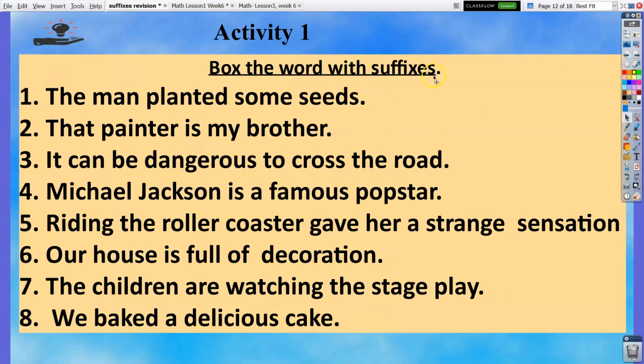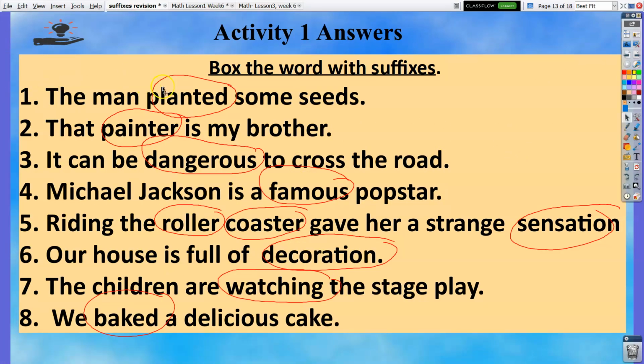Now, box the word with suffixes in these sentences. Pause the video and do the activity. Now time is up. Here are the answers. For number 1, we have planted. Number 2, painter. Number 3, dangerous. 4, famous. 5, roller from the root word roll, coaster from the root word coast, and sensation from the root word sense. We drop the E and add ation.